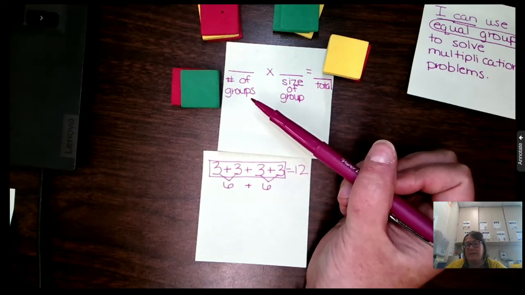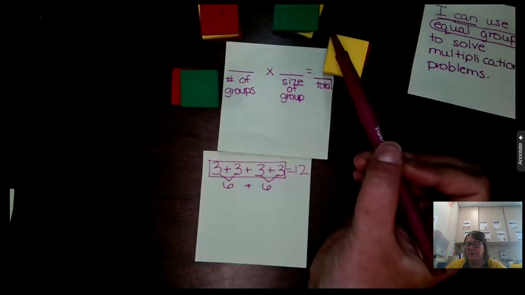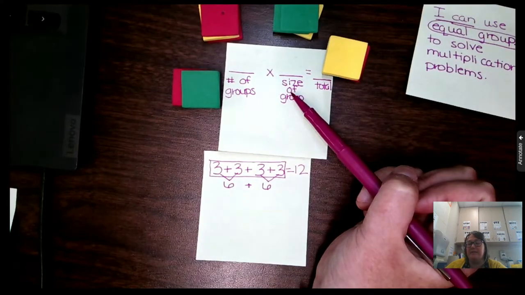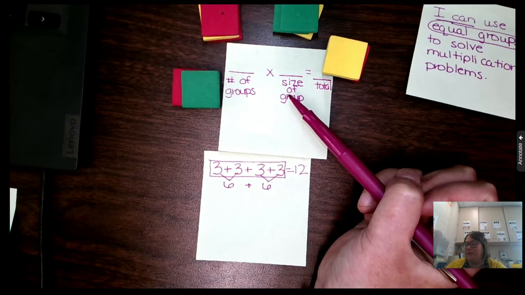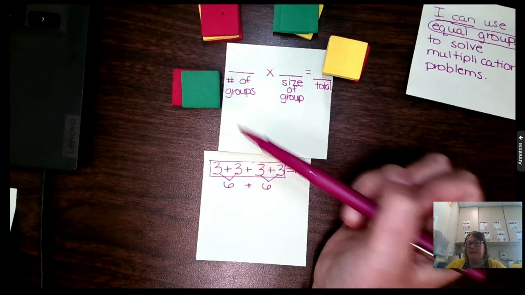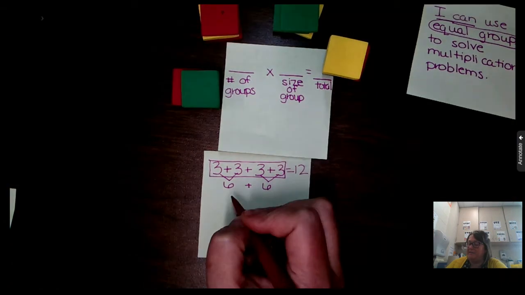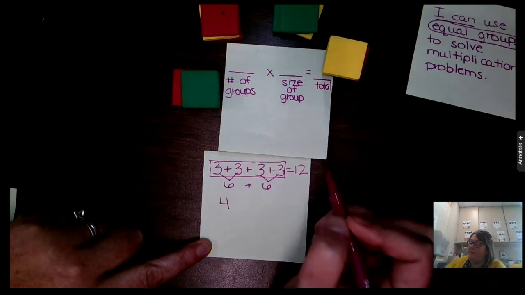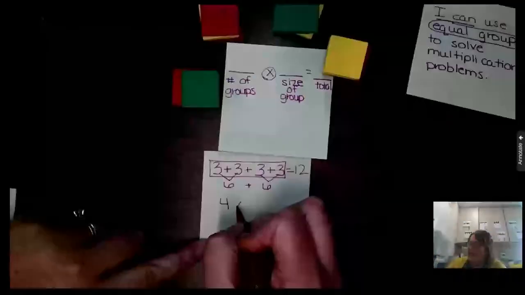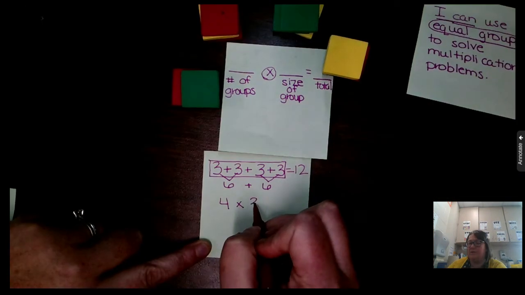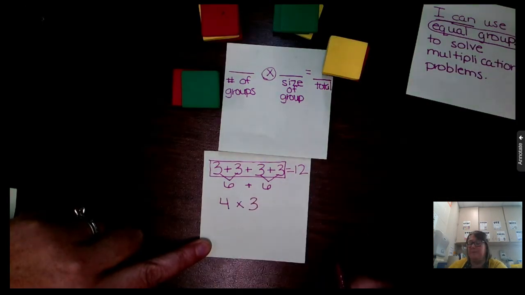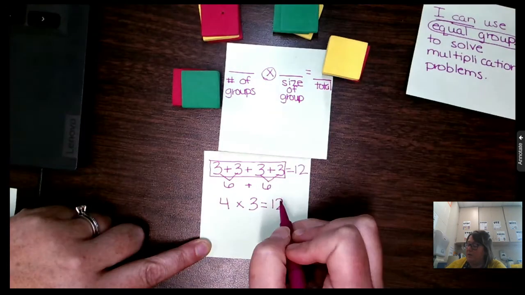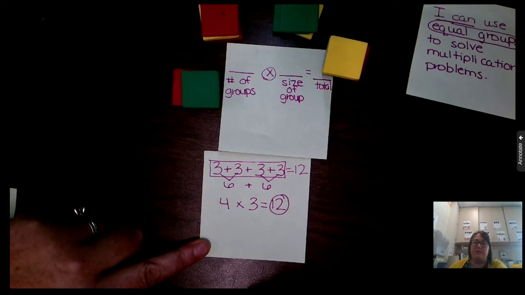So how many groups is there? 1, 2, 3, 4. So there's 4 groups, so that would go there. The second number is the size of the group. So that means how many are in each group. There is 1, 2, 3 in each group. So if I'm going to write a multiplication sentence, the first number would be 4 because there's 4 groups. And then we're multiplying, right? So it's going to be 4 times 3 because there's 3 in each group, which is going to equal 12 because 12 is our total, because the total amount of pieces we had there is 12.